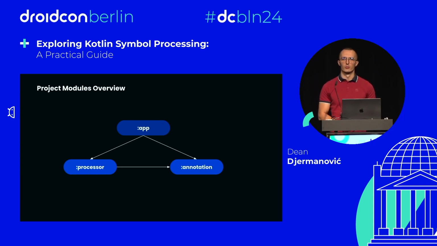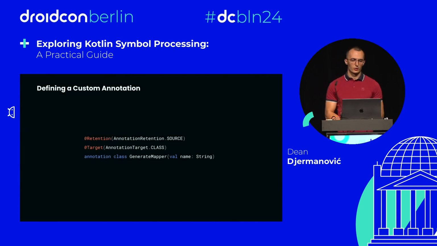These annotations will be used by the app module to indicate that some component needs some kind of code generation or code processing. And finally, we have a processor module that will contain KSP code. So processor module will contain logic that will act upon our custom annotations defined in the annotation module. Processor module depends on annotation module because it needs to recognize the annotations from the annotation module, and app module depends on both annotation and processor module because it will use the annotations from the annotation module and it will use processors defined in the processor module.